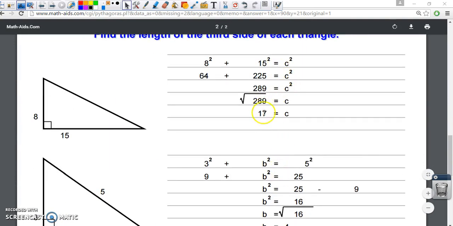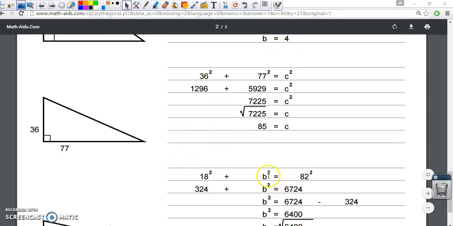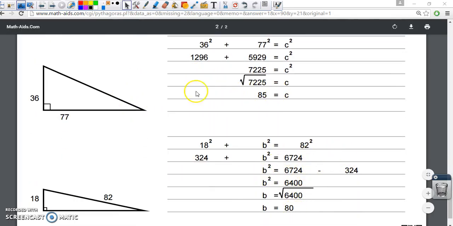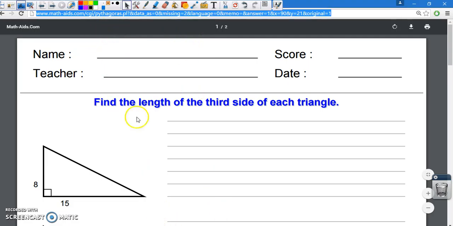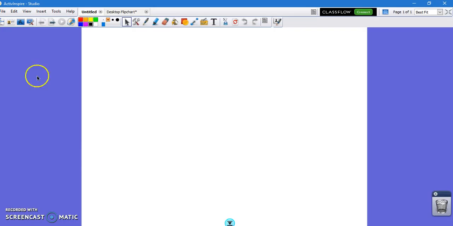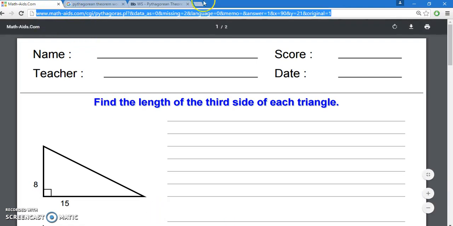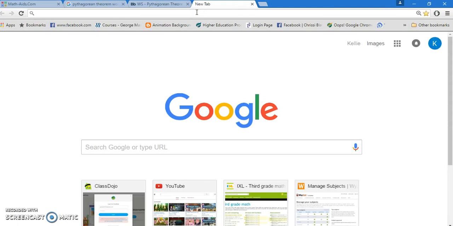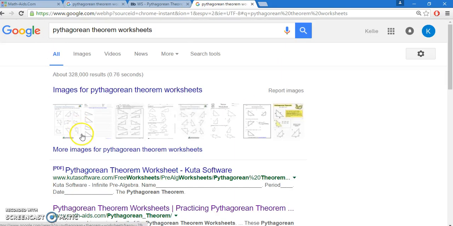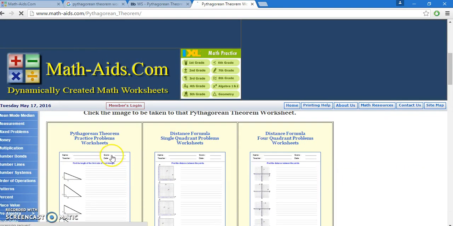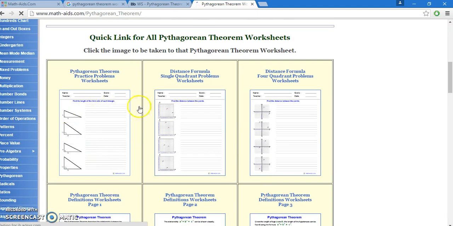Oh, look, this one gave me, yep, here's 17. And then the answer that I got from this one, there's your 85. And I need to find one more in which the hypotenuse is missing. So let me go back and get another worksheet from that. Okay, hold on. So if I go to here, I'm going to find another one. I'm just going to look one up, okay, real quick, in order for me to do another example in which the hypotenuse is missing.